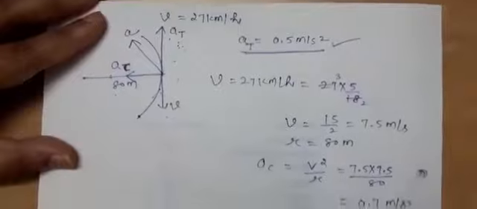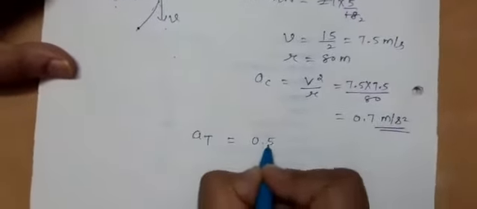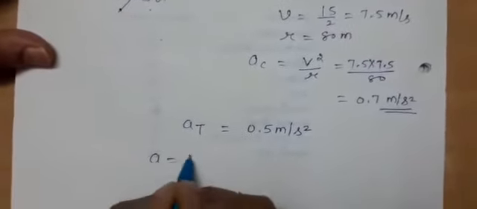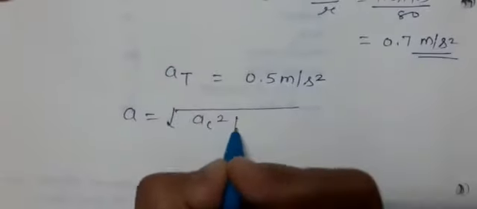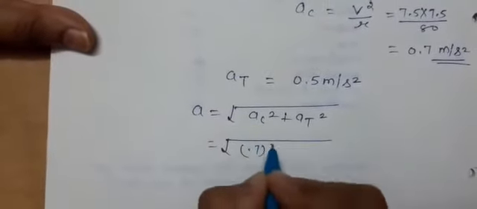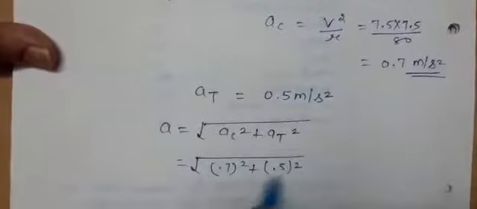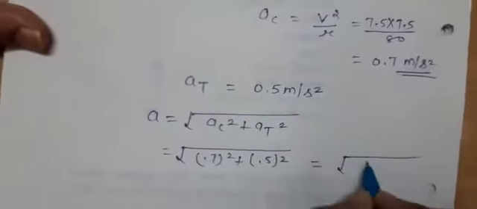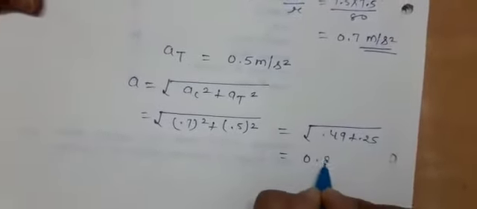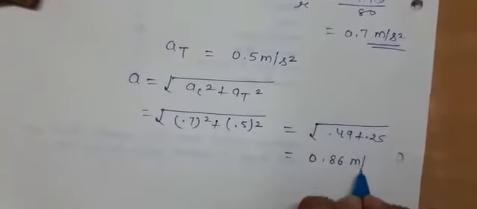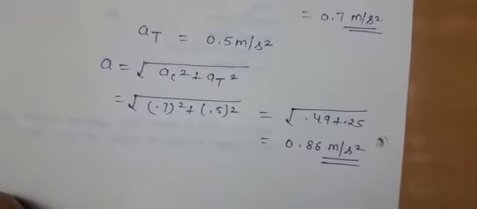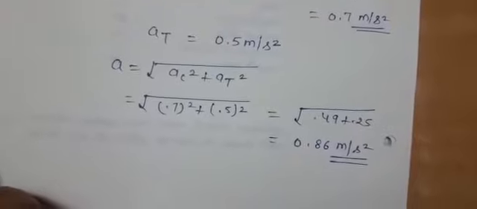So here tangential acceleration is already given, that is 0.5 meter per second square. Now the resultant of these two will be under root of AC square plus AT square. So what is the work here? Just substitute the values, and when you solve it, directly writing the answer, this will come out to be 0.86 meter per second square. So this will be the magnitude of the resultant, that is the net acceleration.